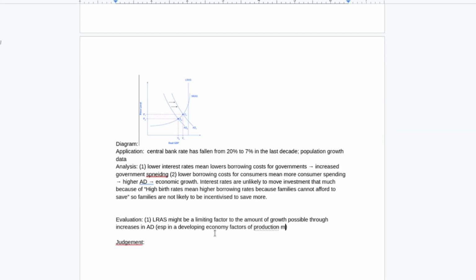And I can demonstrate that on the diagram, right? So if we're pushing beyond long-run aggregate supply, we're then at significant risk of demand-pull inflation, which would be another evaluation point that you could make, is that all of these increases in aggregate demand could have the effect of triggering inflation in the economy.